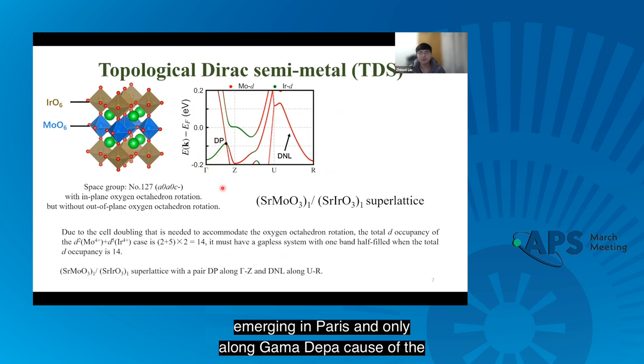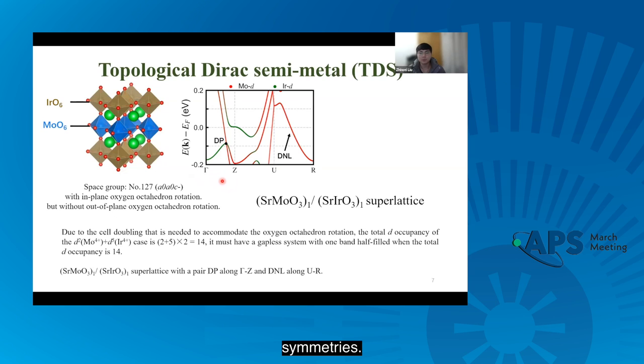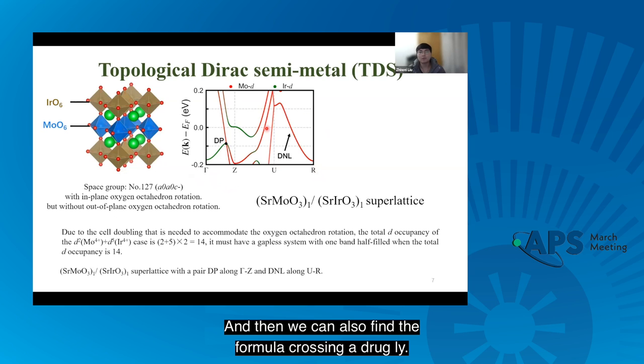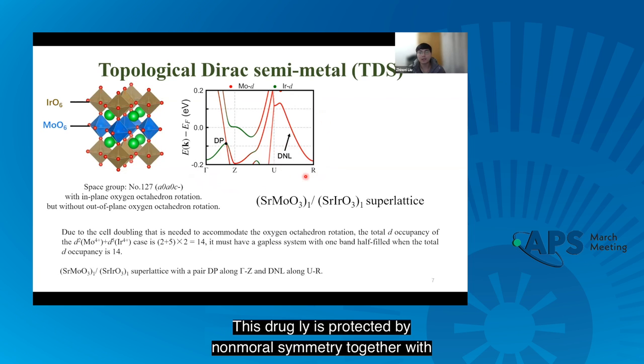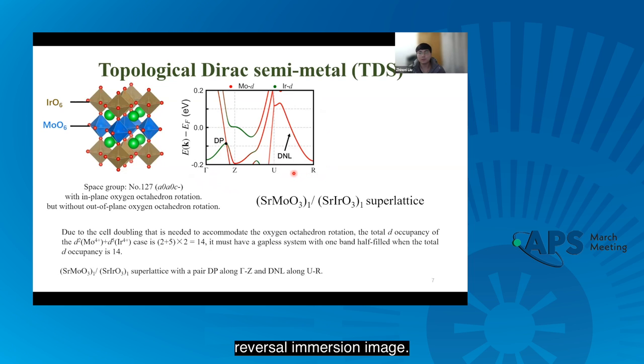And these Dirac points emerge in pairs and only along the gamma to Z path because of the combination of time reversal, inversion, and C4 rotation symmetries. And we can also find the Fermi level crossing a Dirac node line. This Dirac node line is protected by non-symmorphic symmetry together with time reversal and inversion symmetry.